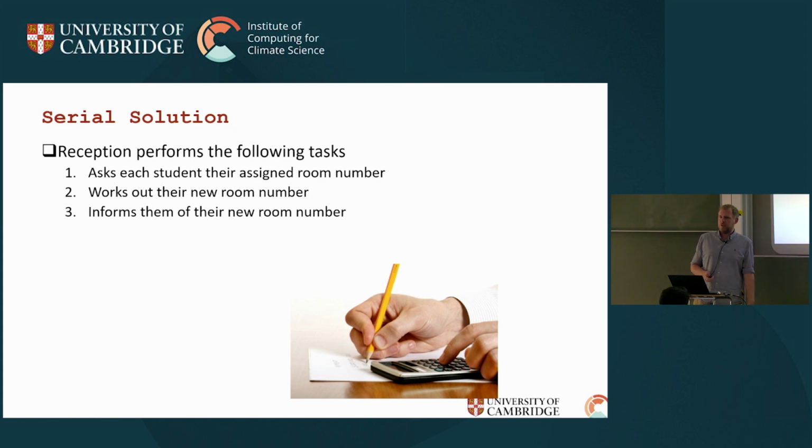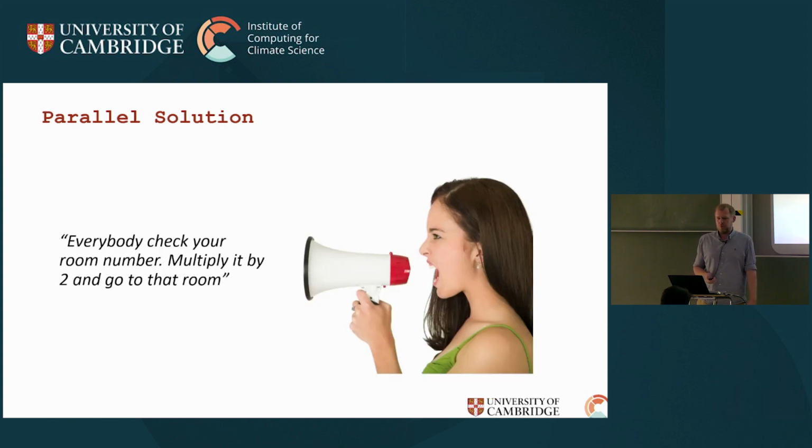Instead, what we can do is say, actually, the process of generating your number is the same. It's the same program. You've all just got a different piece of data. You've all got a different room number. So we'll write a parallel kernel for it, and we'll use a megaphone and say, everybody check your room number, times it by 2. Okay, go, done. It's a really high bandwidth solution. Everyone computes it at the same time.